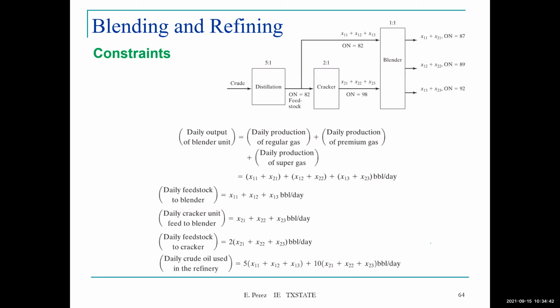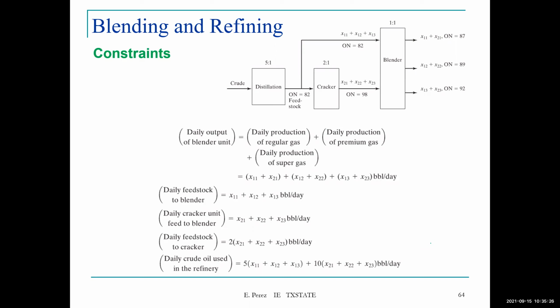So now that you understand this, let's try to work with the constraints. So daily output of the blender unit, which is this one, is going to be equal to the daily production of regular gas plus the daily production of premium gas and daily production of the super gas that are going from the distillation straight to the blender, and also from the cracker to the blender. So it's going to be the summation of all the decision variables, combination of both processes that go to the blender, and that's going to be the total blend barrels a day.